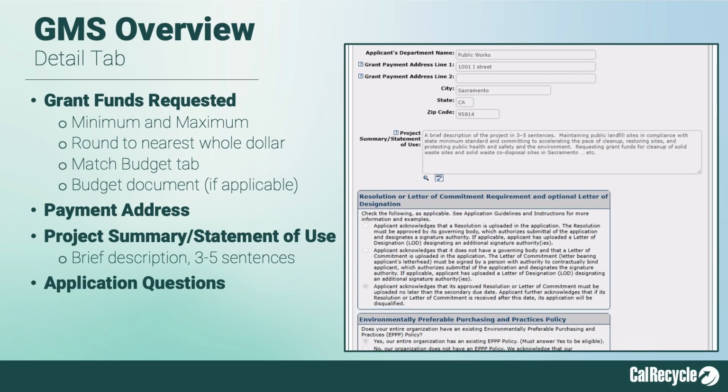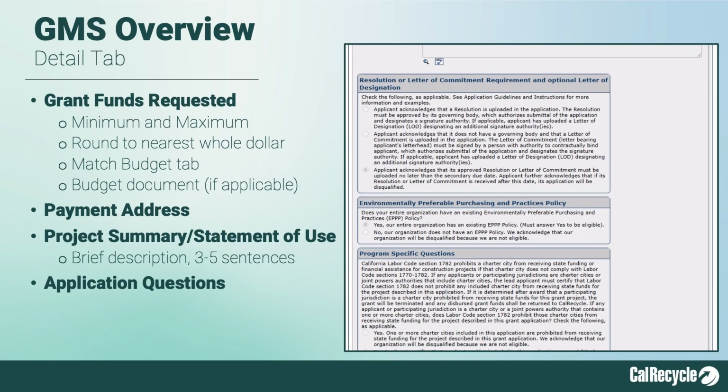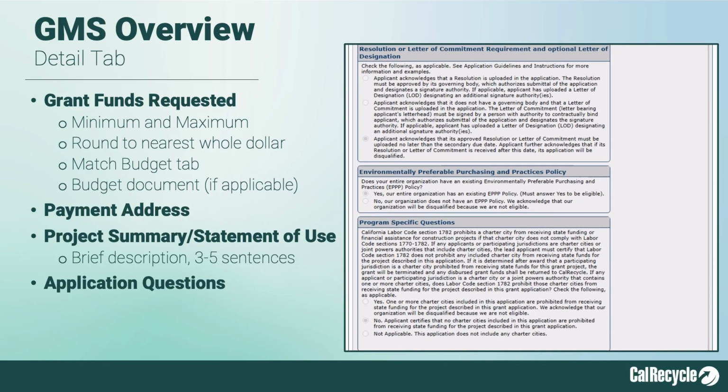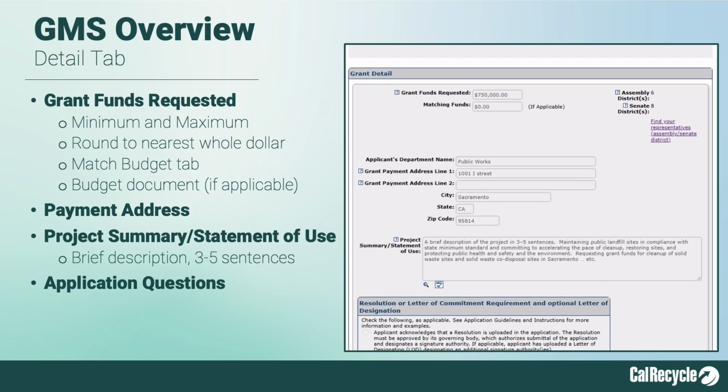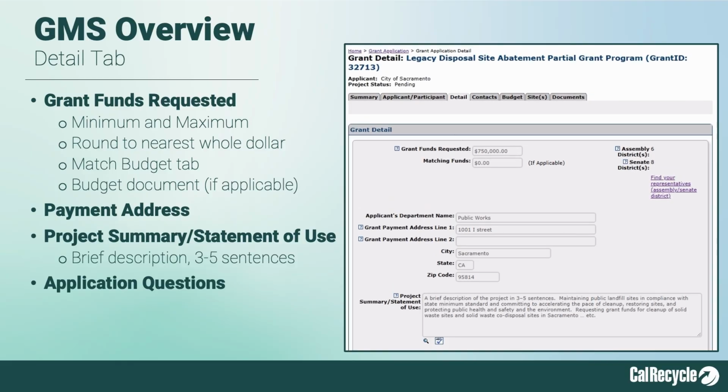The requirements in the Detail tab will vary from program to program, but grant funds requested, payment address, and project summary are consistent entry fields across the board. When inputting the grant funds requested amount, it is important to review the requirements regarding allowable minimums and maximums an applicant can request. It is also important to round to the nearest whole dollar and ensure the requested amounts match the Budget tab, and, if applicable, they should also match the amount stated in the budget document that you may need to fill out.